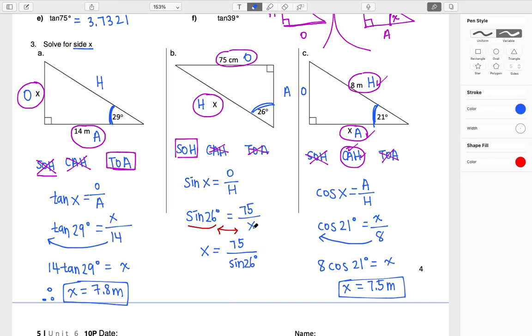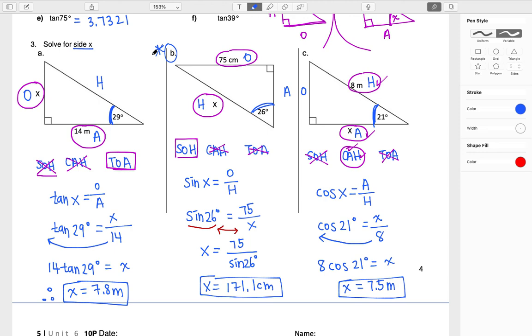Okay, so keep in mind, if my variable is in the denominator, switch places. But if your variable is in the numerator, all you need to do is just bring the denominator to the other side. So 75 divided by sine 26, you're going to get 171.1 centimeter. Okay, so this one was a little bit different.